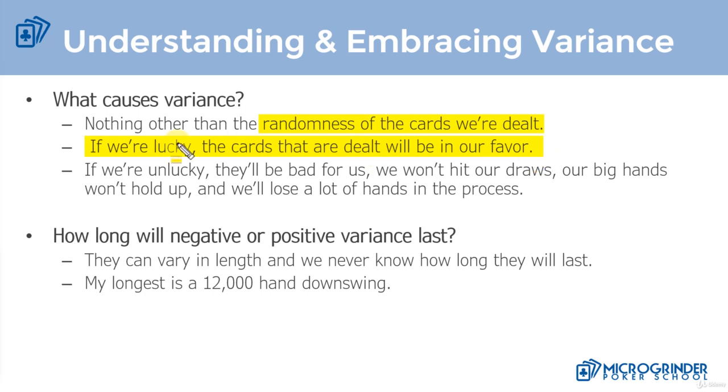And then conversely, if we're unlucky, the outcome's probably going to be bad for us, right? We're not going to hit our draws. Our big hands like pocket aces and pocket kings aren't going to hold up, and we may end up losing a lot of hands in the process. So that's what causes variance. Nothing more than the randomness of the cards and really just the luck of the draw.